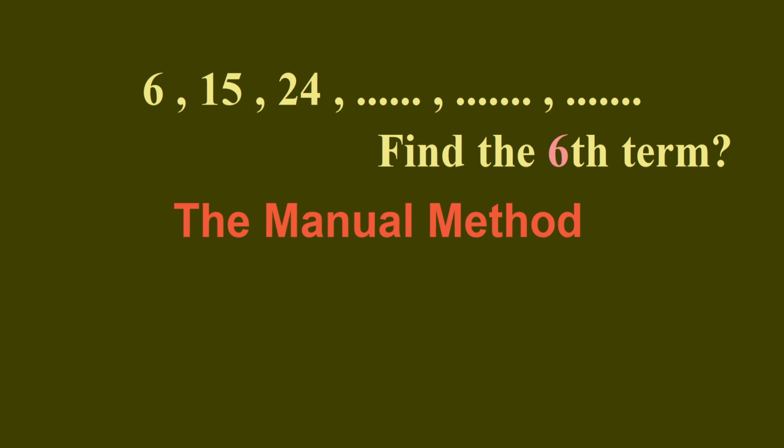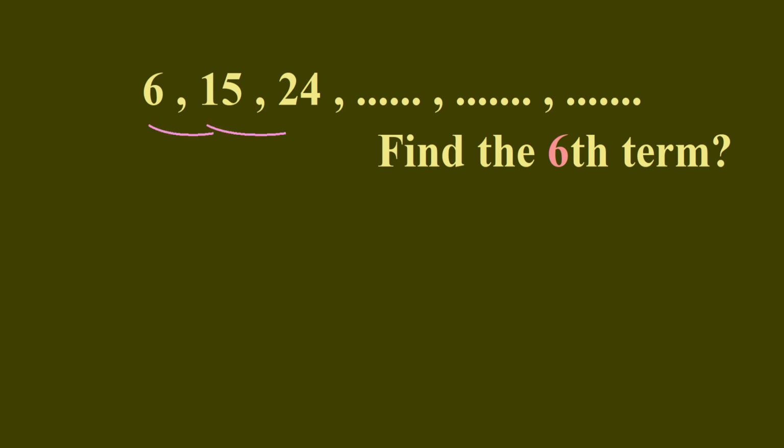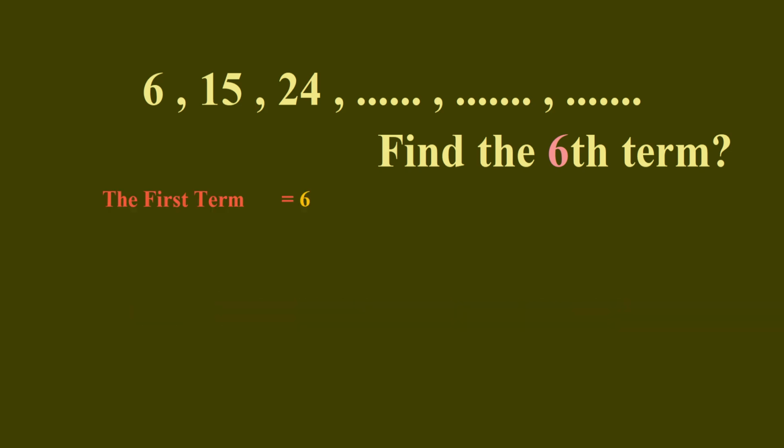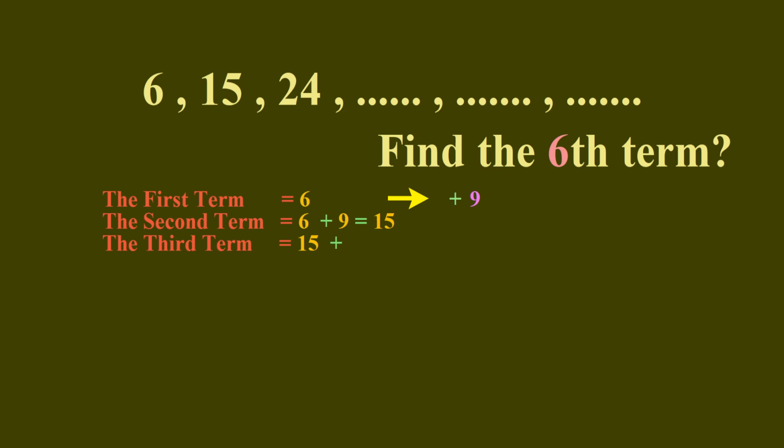Look at the problem. Since each term increases by 9 from the previous one, this 9 is called the common difference. The first term in the arithmetic sequence is equal to 6, and we can get the second term by adding 9 to the first term. So the second term is equal to 6 plus 9, which equals 15. And we can get the third term by adding 9 to the second term, 15 plus 9, which equals 24.